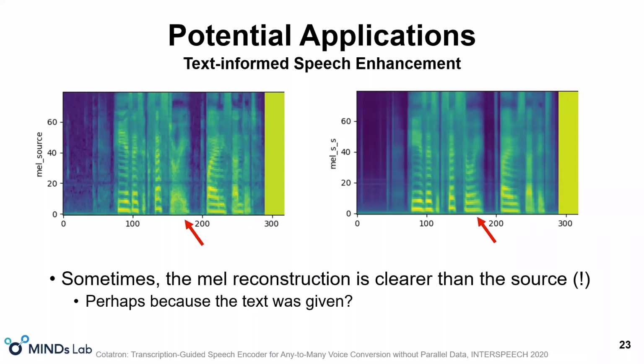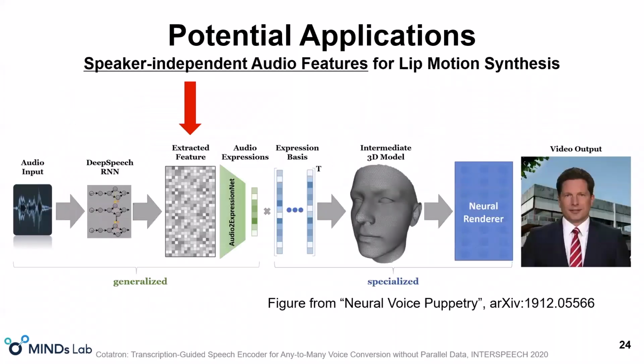First, while training the Kotatron, we observed that the reconstructed mel spectrogram is sometimes clearer than the source. This is perhaps because the text was given as additional information. Through this observation, we might think of text-informed speech enhancement with Kotatron.